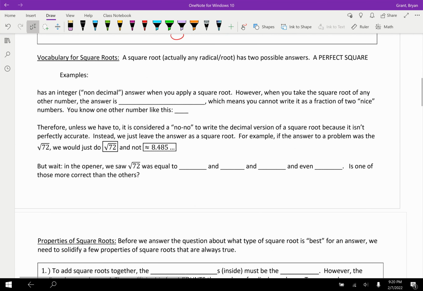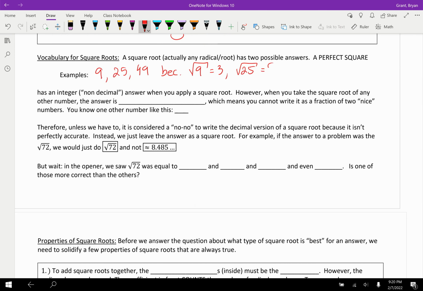So let's get to our new stuff, and to get to our new stuff, we need a bit of review first. We'll start with square roots. A square root, or any radical or root, remember radical is just that symbol right here, right? A square root is a type of radical, has 2 possible answers, right? So, a perfect square, what are some examples of perfect squares? Do you remember? A perfect square could be something like 9 or 25 or 49.